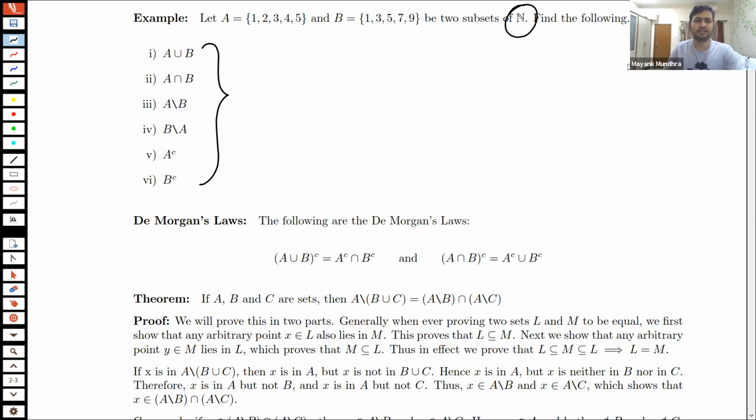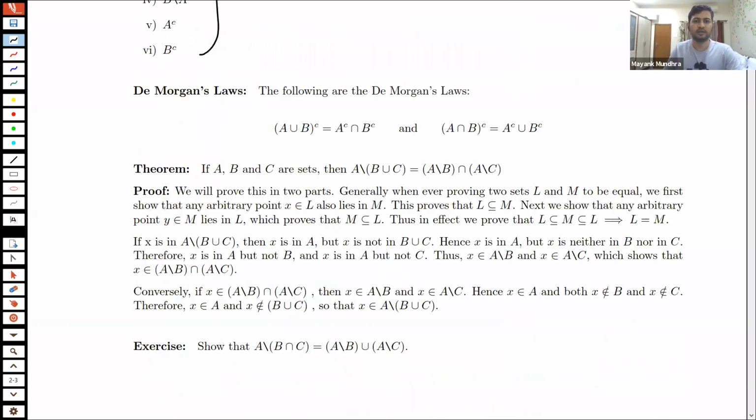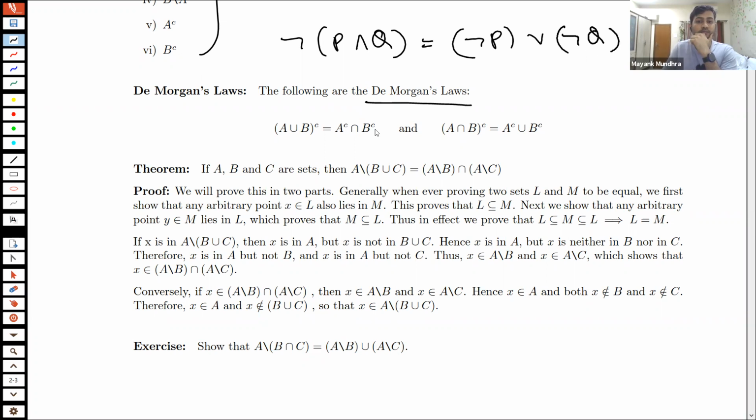It's really very easy. So I don't know why I even have it here. Then we talk about De Morgan's laws. So we talked about De Morgan's laws in the case of logic. So we said negation of A and B, let's say statements P and Q, was negation P or negation Q.